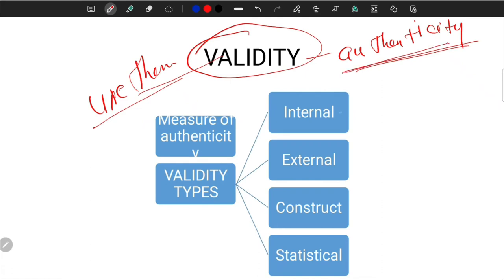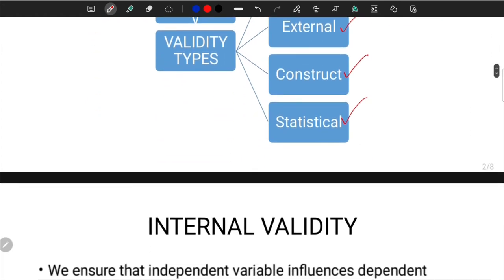It has four types: first is internal, second external, third is construct, fourth is statistical. So we'll talk about these.